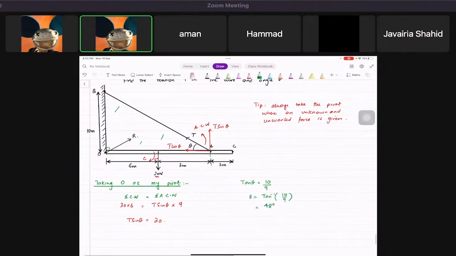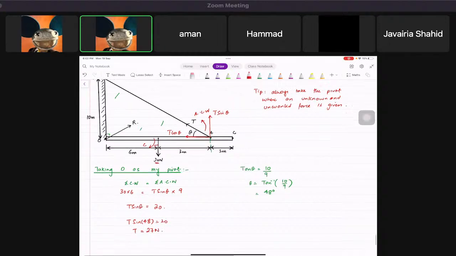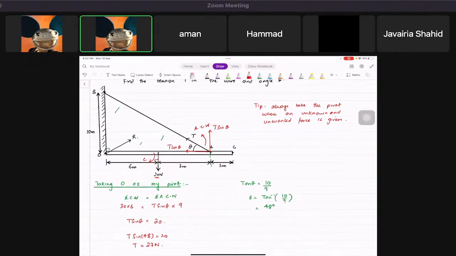And now I can put it back. So I can say, okay, theta is 48 degrees, so T sine 48 would be equal to 20, and T then would be equal to 27 newtons. All right, is it clear, everybody? Any questions?